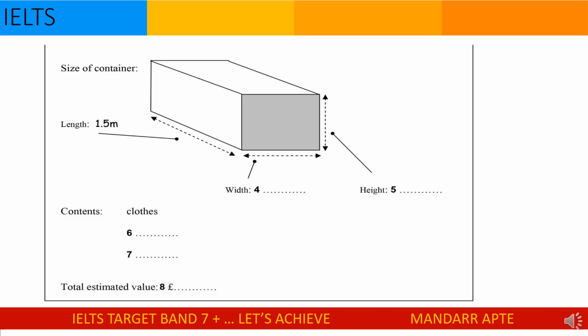Now in this, we are shown the size of a container, the diagram of a container. This is the container of the given size which is to be transported, and the customer will be asked about its width, height and length. We are given the length of 1.5 meters, as you can see, and in the 4th question we have to write the width, and in the 5th question we have to write the height of the container.